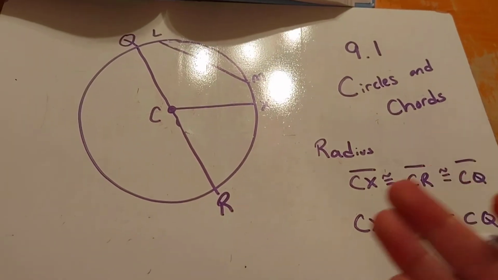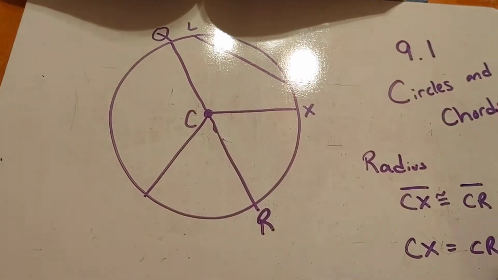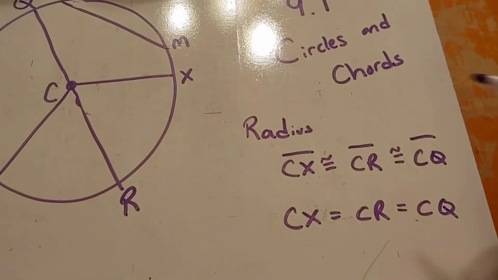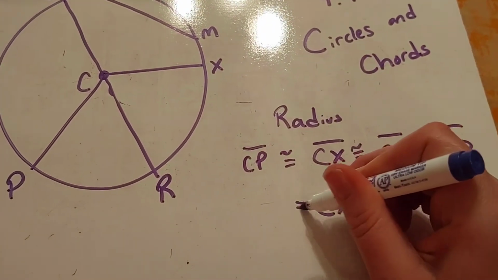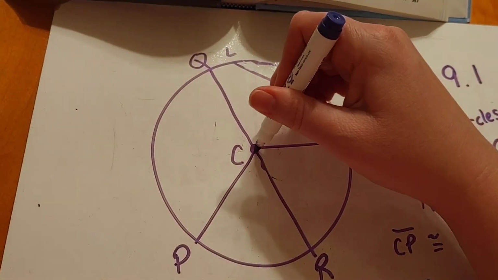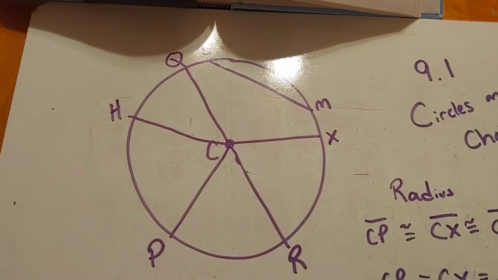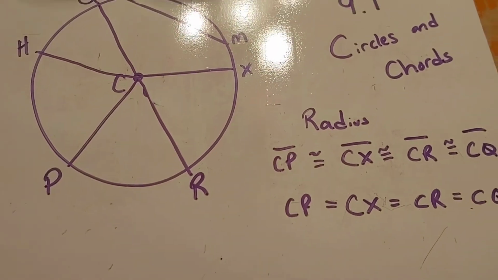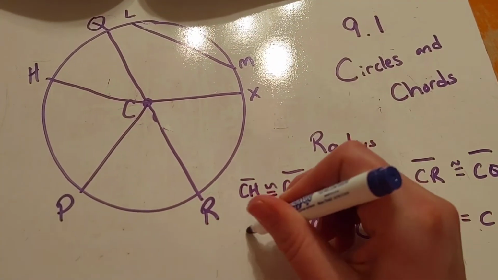Now I could draw another radius somewhere in my picture. Let's just say I decided to go right here and I'll call this point P. Now there's also a radius at CP. So that's also congruent to segment CP, or equal to the length of CP. I could do that again. I could say right here, I'll make this H. I just drew another radius, more than one radius is radii, at CH. So now I have another congruent segment at CH.